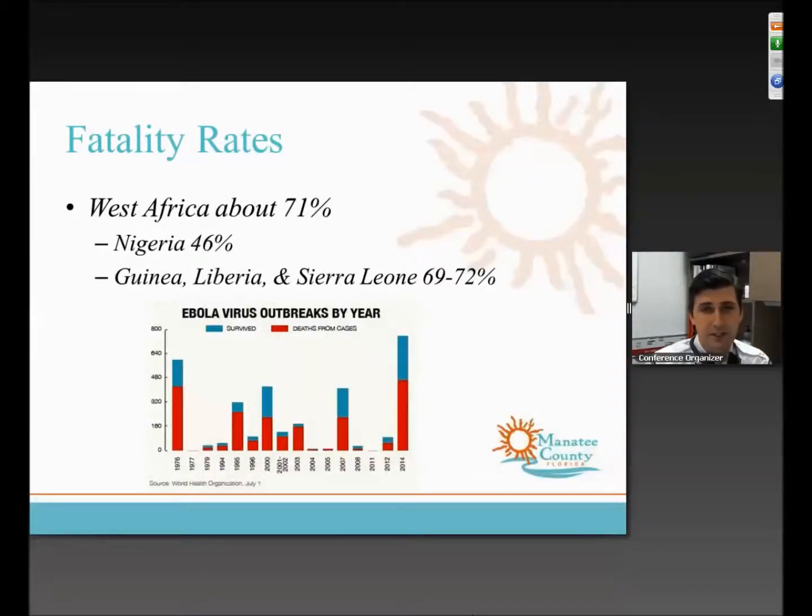Fatality rates. In West Africa, it's about 71%. In Nigeria, about 46% of the people who catch the virus die from it. Guinea, Liberia, and Sierra Leone are 69 to 72%. And you see the charts listed below through the various years. The other thing you notice on the chart on the screen is that they've been tracking this disease on and off since 1976. Although we're only hearing about it now here in the United States, this is not new.